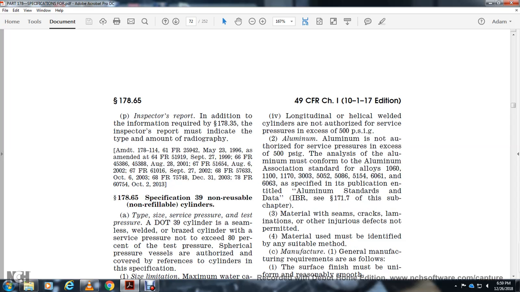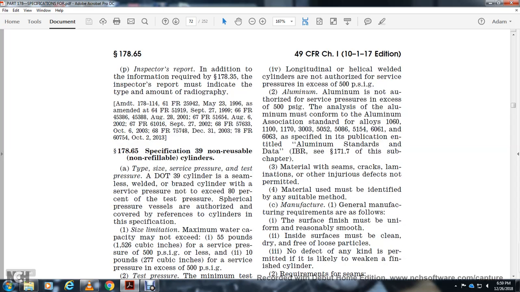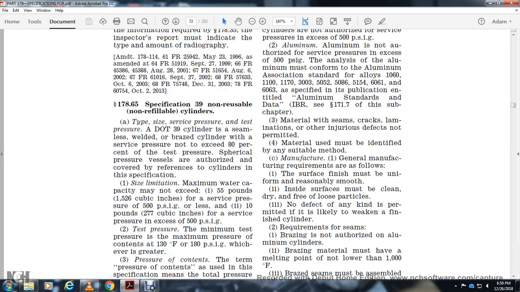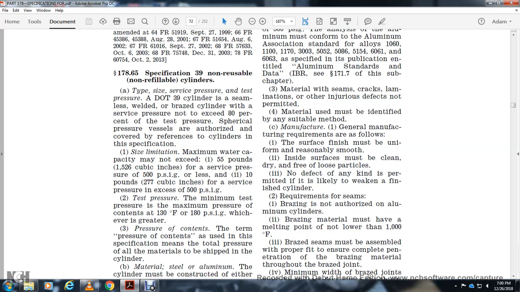test pressure for the electrical phase pressure vessel with the outer half of the core will cover the reference for the cylinder. The specification side of the limit for the minimum water capacity not exceeding 55 pound, with the strip of the pressure for the 500 psi gauge or left the 10 pound, with the strip of the pressure for the 500 psi gauge. Test pressure for the minimum test pressure, maximum pressure for the concept of the 130 degrees, 180 degrees psi gauge, with the grade with the pressure of the content of the possession for the content with the specification mean with the total pressure, all material to be in the cylinder.